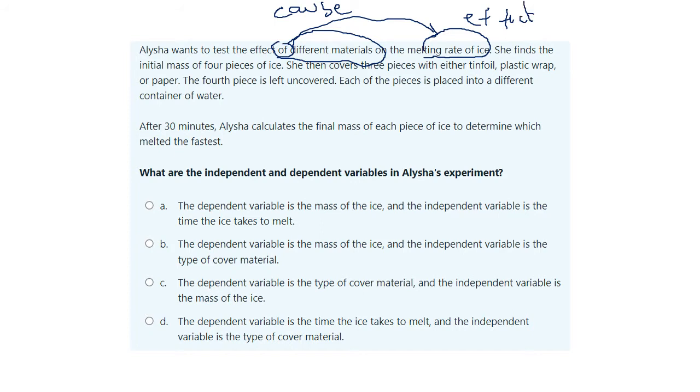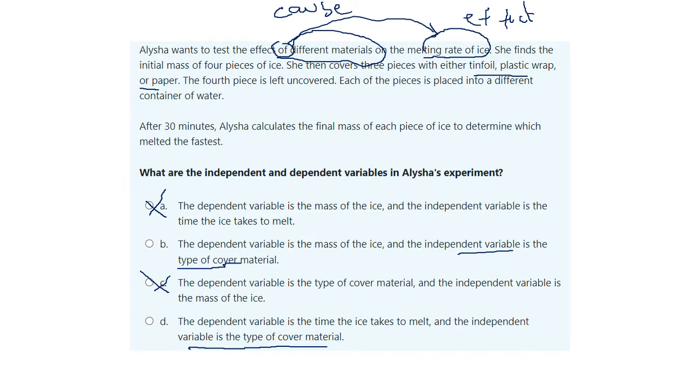Well, she covers 3 pieces with different materials. She chooses 3 different materials. So the type of material would be the independent variable. So we have independent variable as a type of material there, and we have type of material there. So we can take away C and we can take away A.